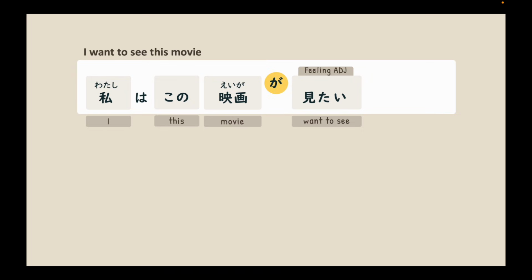If you want to say, I want to see this movie, you would say, 私はこの映画が見たい。Or you can use the o particle and say, 映画を見たい。Both are fine because nowadays so many people use the o particle with the tai form, and it started to be widely accepted.